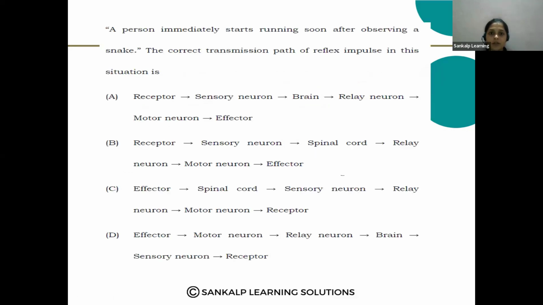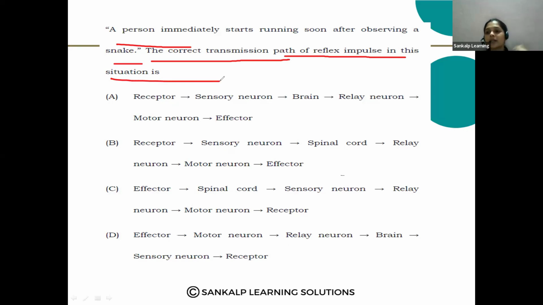Okay, so read this question. A person immediately starts running soon after observing a snake. The correct transmission of the path of the reflex impulse in this situation is? So how is the reflex action taking place in this situation, if the person starts running soon after observing the snake?